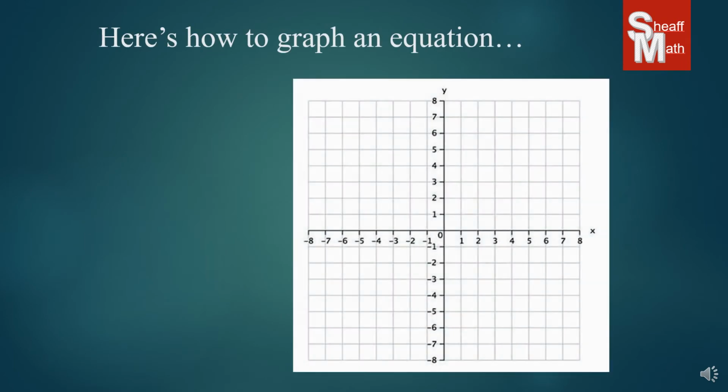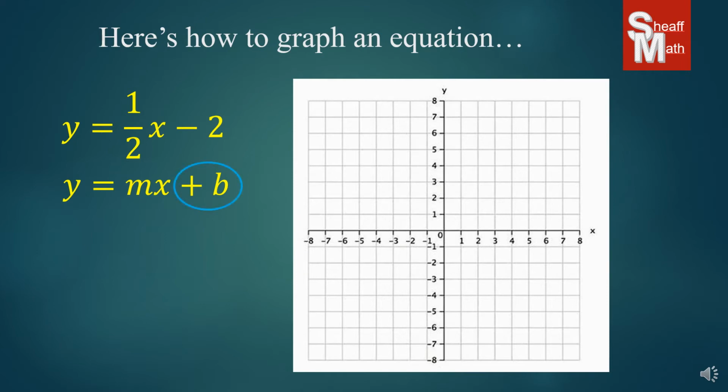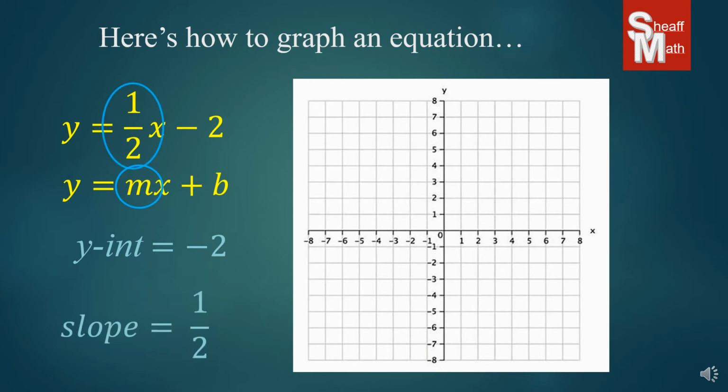With that being said, let's look at an equation. This one's in slope-intercept form. We're going to first identify the y-intercept. That's b, and in this case, it's negative 2. Since b is our y-intercept, we're going to put that there for negative 2, and then find our slope. That's the number in front of x, the coefficient, which happens to be 1/2, our rise over run.